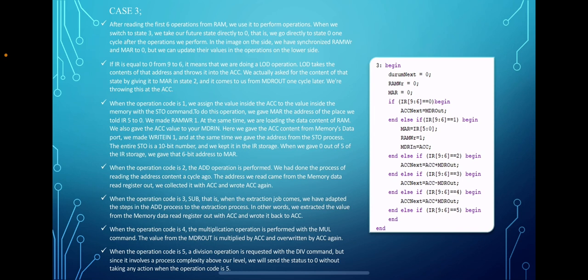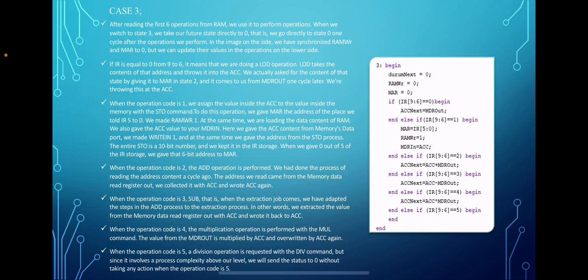When the operation code is 1, we assign the value inside the ACC to the value inside the memory with the STO command. To do this operation, we gave MAR the address of the place we told IR 5 to 0. We made RAMWR 1 at the same time. We are loading the data content of RAM. We also gave the ACC value to MDRIN. Here we gave the ACC content to memory's data port.